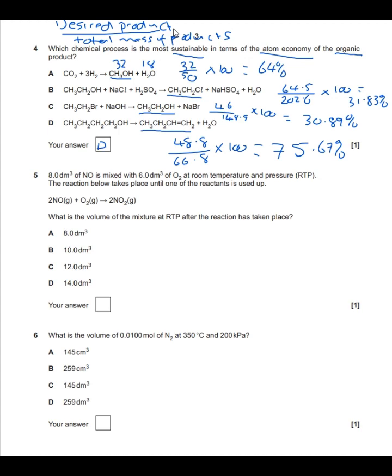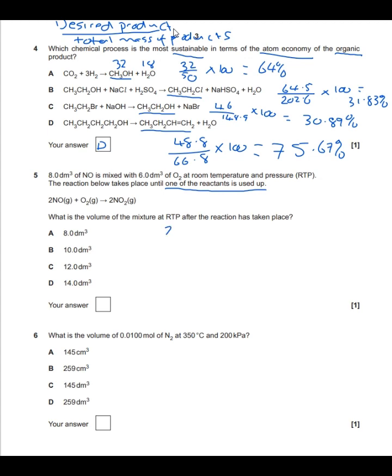Question 5. We have got 8 decimeter cubed of NO mixed with 6 decimeter cubed of O2. We're told it's at room temperature and pressure. The reaction takes place until only one of the reactants is used up. So that tells me one of these reactants is in excess. What is the volume of the mixture at room temperature and pressure after the reaction has taken place?